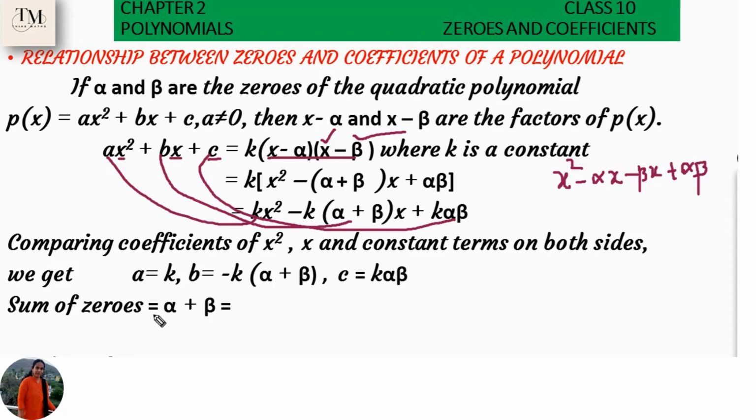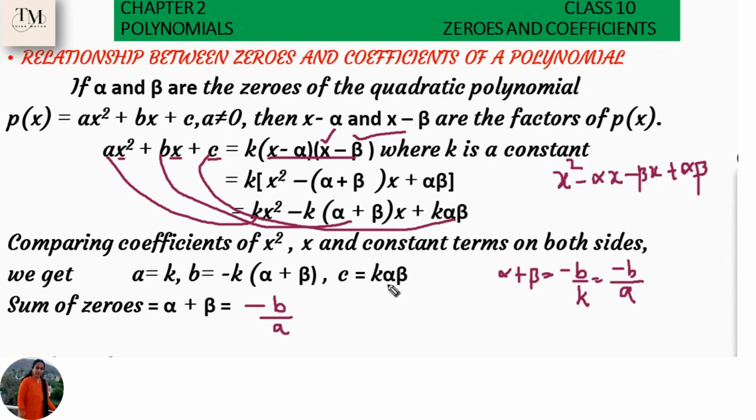Now we have to find the sum of the zeros. So here we define the zeros as alpha and beta. So their sum is alpha plus beta. So from this term, we can find alpha plus beta. So alpha plus beta will be equal to, here the negative sign is here. So this k will come down. So minus b divided by k. So minus b divided by k is nothing but minus b by a. So alpha plus beta is equal to minus b divided by a.